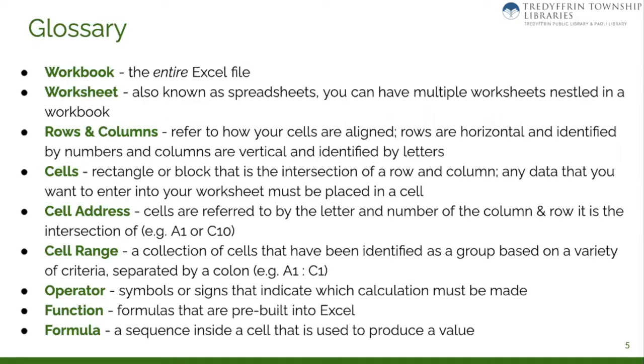I jumped ahead. Cell range is a collection of cells that have been identified as a group based on a variety of criteria, separated by a colon. So for example, A1 to C1 includes all of the cells between A1 and C1. So that's A1, B1, and C1.